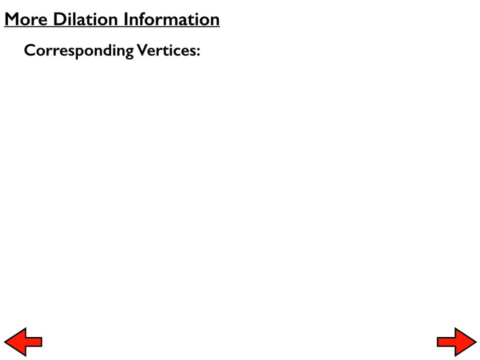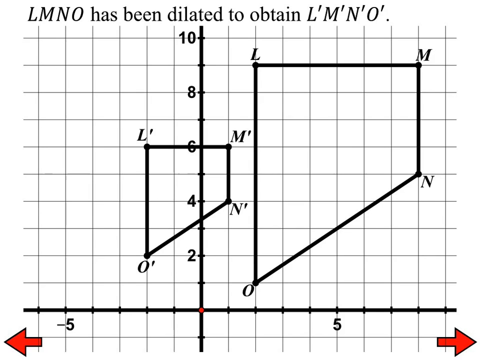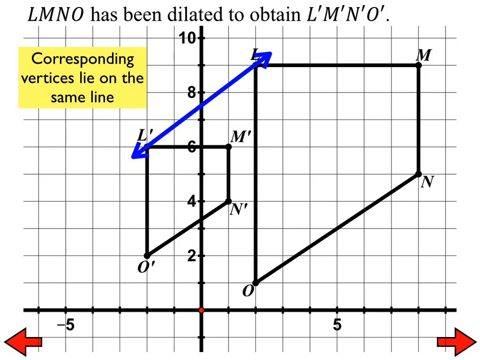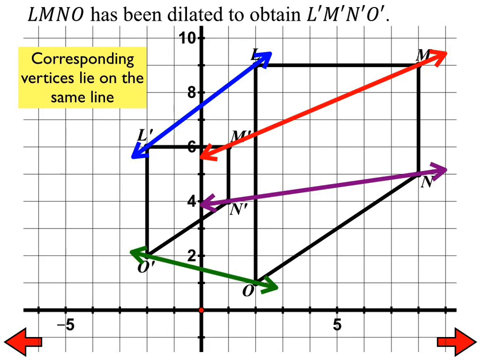Okay? So some more dilation information that we're adding on to the ideas that we talked about yesterday. Corresponding vertices. Add this to your notes, please. Corresponding vertices lie on the same line. And eventually we're going to add some stuff to that picture that you have. I'm going to talk about a few things up here, and then we're going to add some stuff to that picture. So what that means is that if you were to connect the corresponding vertices, and this should be obvious, they lie on the same line, each of them. Okay, that's what I'm talking about.